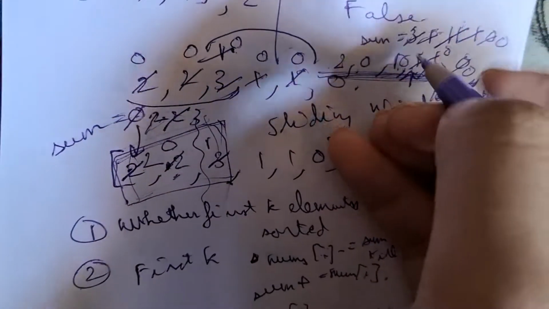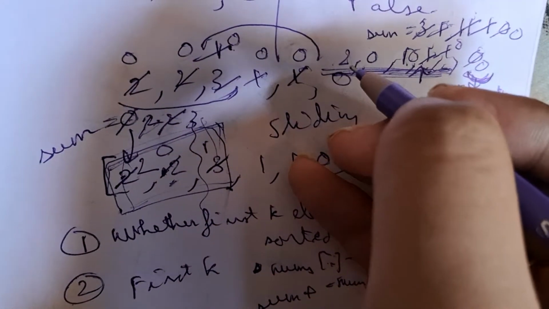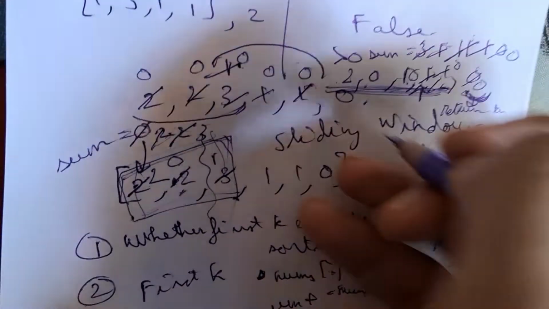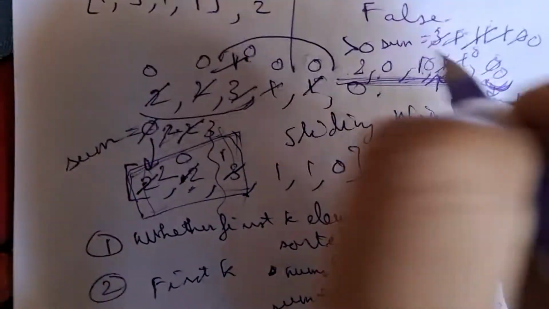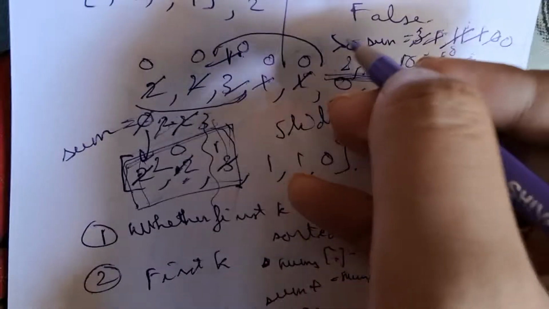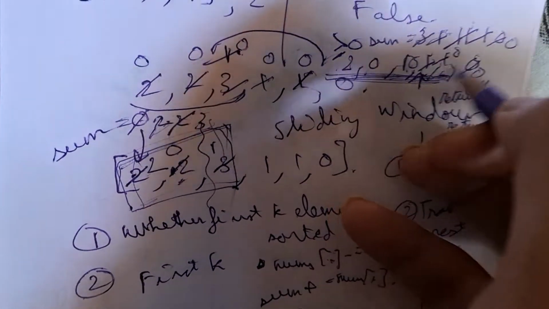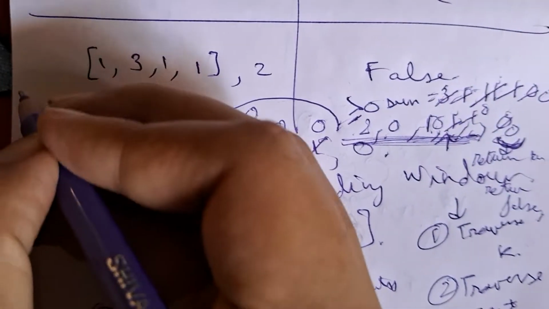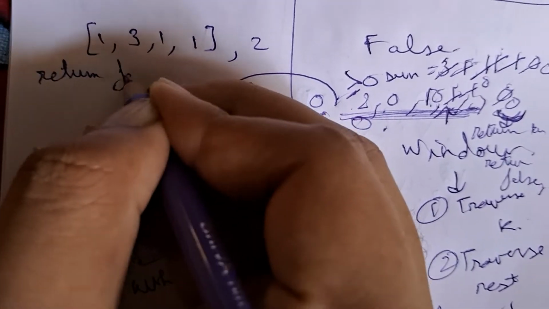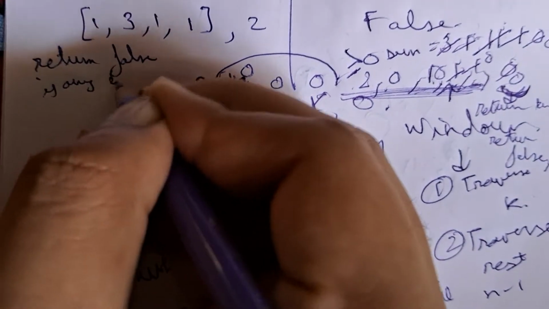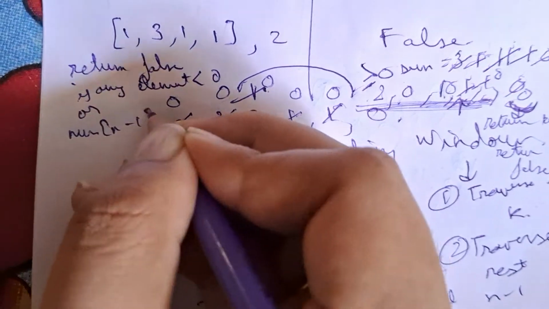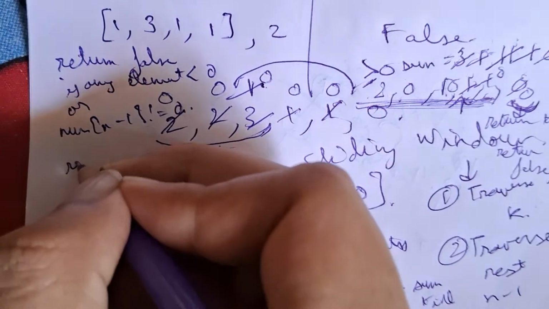But remember one thing, in between all these operations, all the elements should be greater than or equal to 0. So there is another condition: if any element is a negative number after performing operations, then we have to return false. So what are the conditions for returning false? Return false if any element is lesser than 0 after performing the operations, or nums[n minus 1] is not equal to 0, else you can return true.